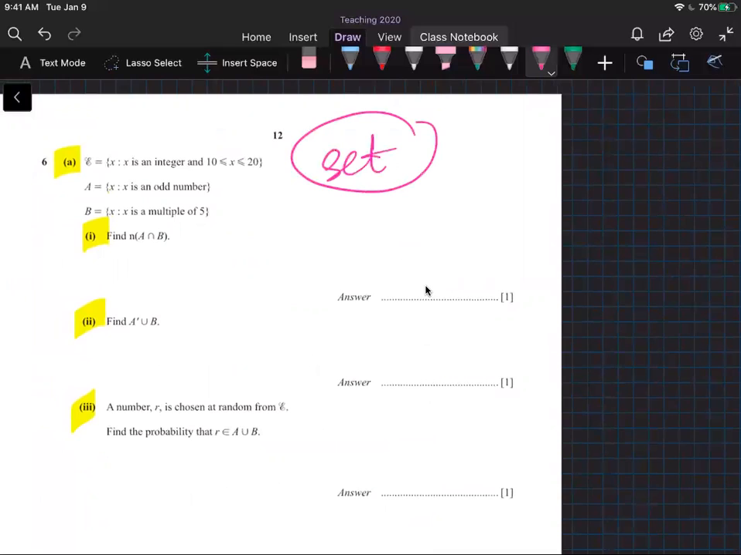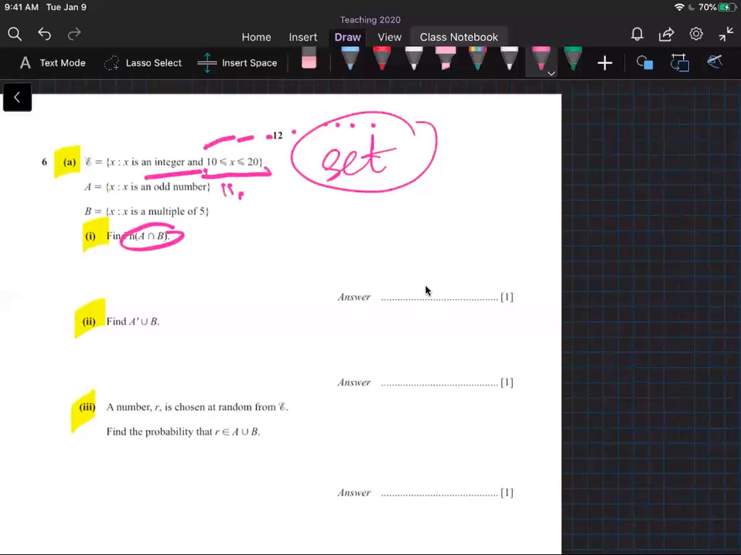Okay, you have to understand integer. Integer artinya positive whole number, negative whole number sama 0. Tapi bukan sekadar integer, ia ini range-nya. Artinya 10, 11, 12, 13 sampai 20. Okay, A is odd number. So artinya 11, 13, 15, 17, 19. X is a multiple of 5. Okay, yang dikali 5. So artinya yang dapat dibahagi dengan 5. So 10, 15, 20. 3 nombor saja.